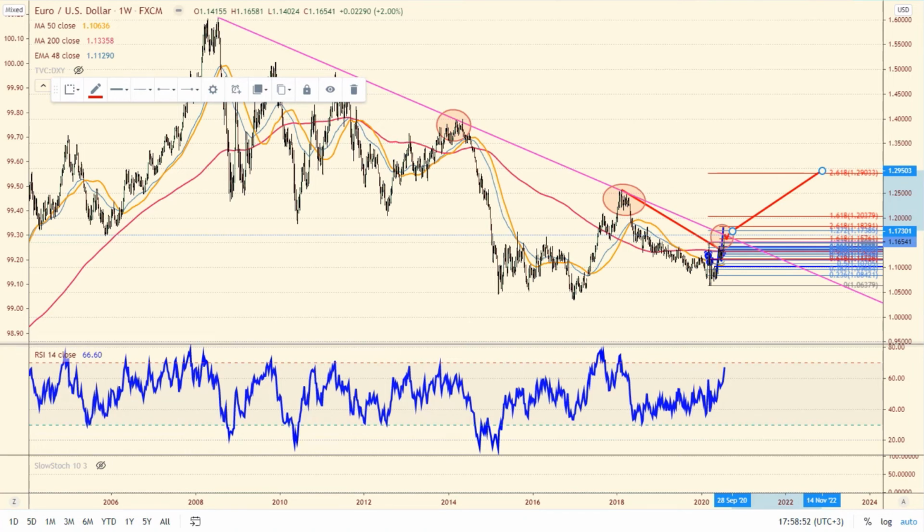You might see a 500 pip euro dollar swoon when Italy says, forget it, we're leaving, and then the euro collapses 500 pips, and then you go out and buy that dip. That could probably happen over the course of time. But I'm just saying, for now, look at this weekly chart. That's kind of what I see the euro doing for the next couple of years. I hope that makes sense.